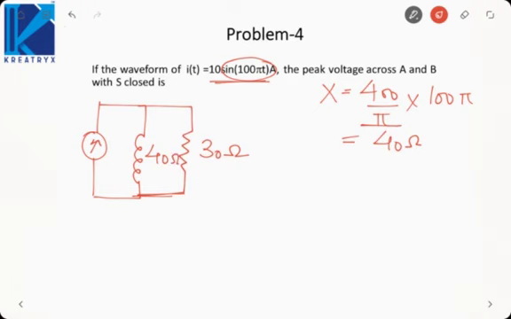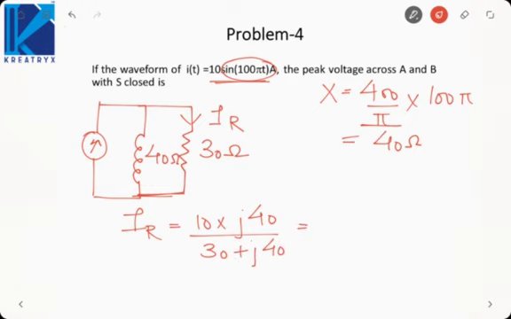Okay. Now we need to find the voltage. Current is given as 10 sin 100πt. So if I want to find the current in the resistor, IR would be 10 into j40 divided by 30 plus j40. So it will be 10 into 40 is 400 by 50, that is 8, angle 36.86 degrees. Okay, if you solve it in calculator, it will come out to be this.